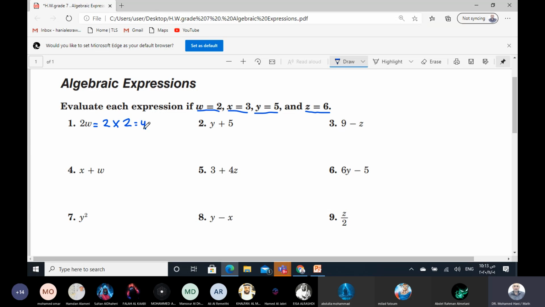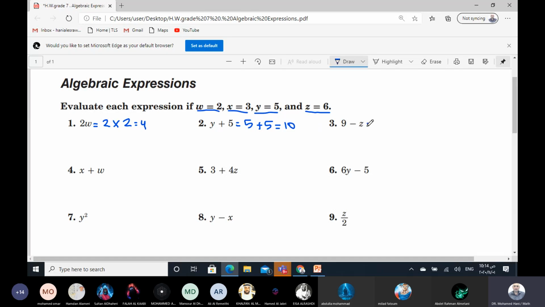Who has any question here? But the second exercise, we have y plus 5. The value of y will be 5. So write 5 plus 5. 5 plus 5 will be 10. Who has any question here?